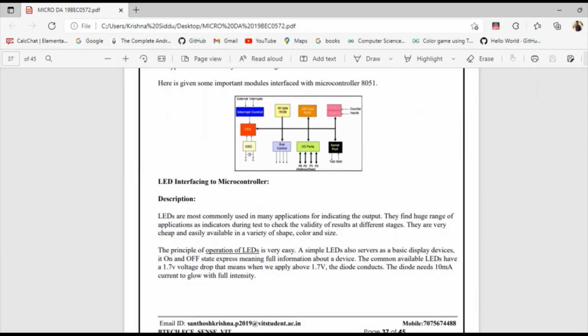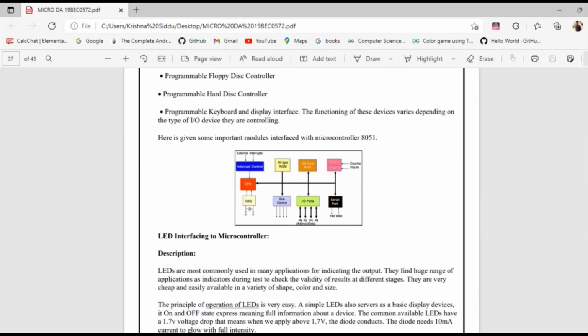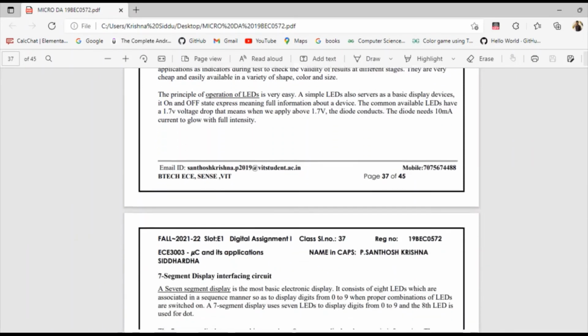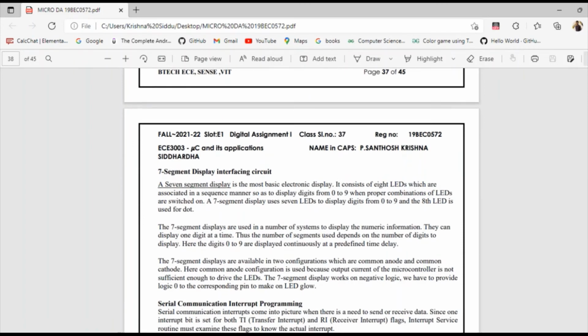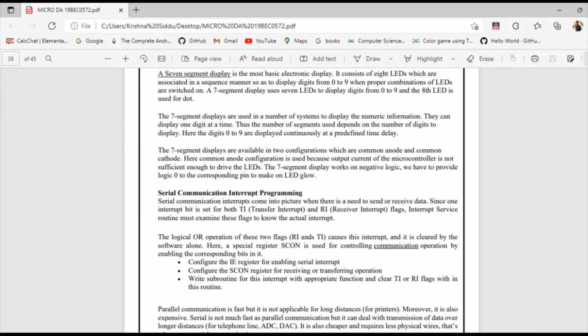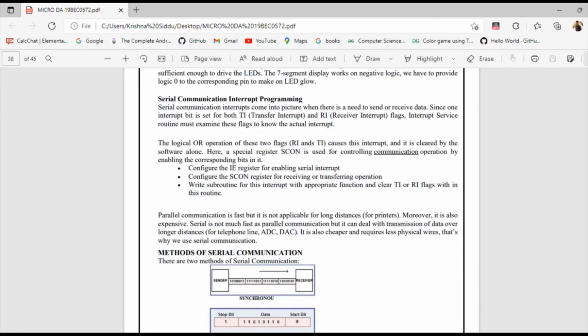Next, coming to LED interfacing to a microcontroller, because we have been using one LED in our project, I will be discussing this LED in this video. Here is a brief introduction about LED: what types of LEDs there are, how it works, the display interfacing circuit, and also serial communication programming. So everything is there.